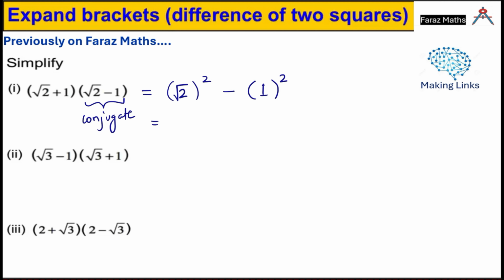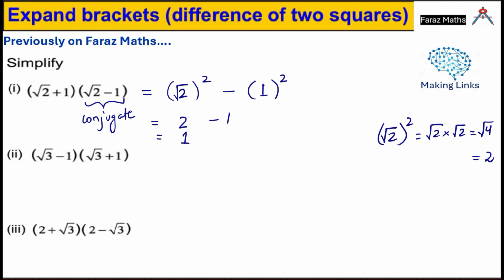So square root of 2 squared means square root of 2 times square root of 2, that is square root of 4, and square root of 4 is equal to what? 2. So that is 2 minus 1 squared, minus 1. 2 minus 1 is 1.